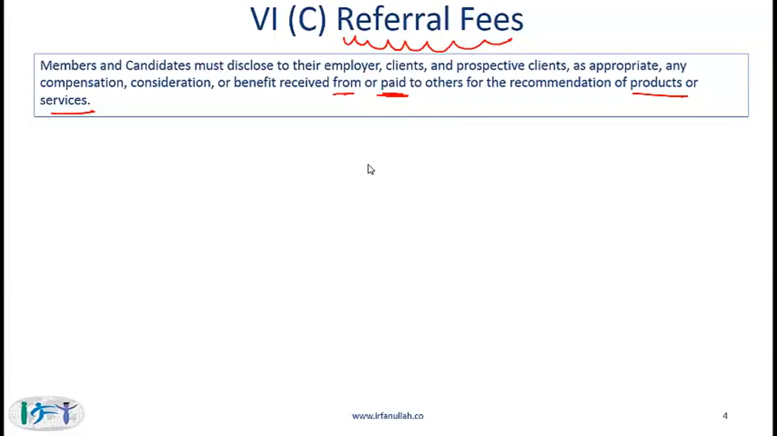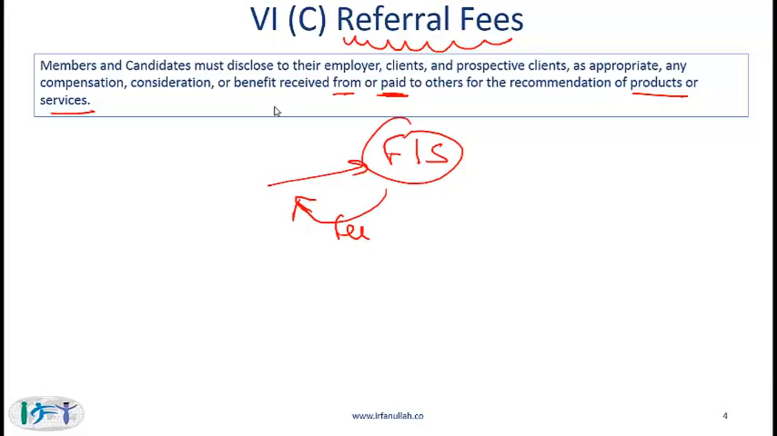Let's say you are in a situation where you advise your clients on equity investments, and your client now also wants to make fixed income investments. So you refer your client to someone in the industry who provides investment advice and services related to fixed income. For making this referral, you get a fee. What this standard is saying is that you need to disclose to your client that you are recommending a particular fixed income analyst, and for that recommendation, you are getting a fee.